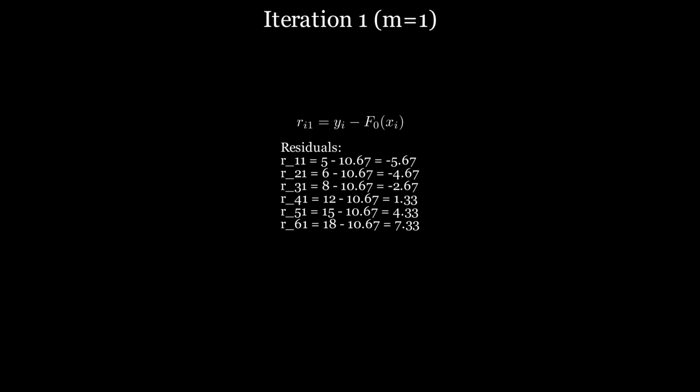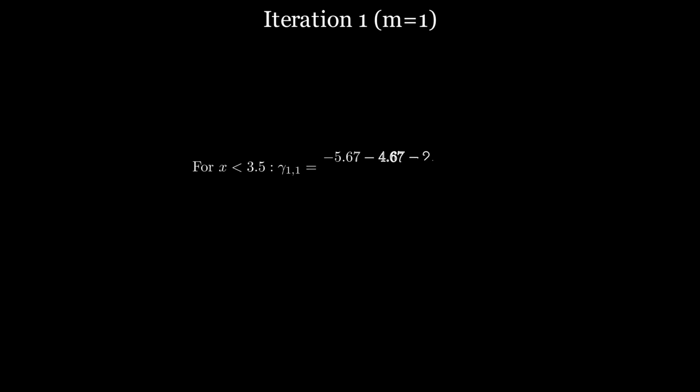Step 3, fit a decision stump to these residuals. We need to find the single best split in X that separates the residuals into 2 groups, minimizing the squared error within those groups. After checking all possible splits, the best one is found at X less than 3.5. This split separates the first 3 points from the last 3.